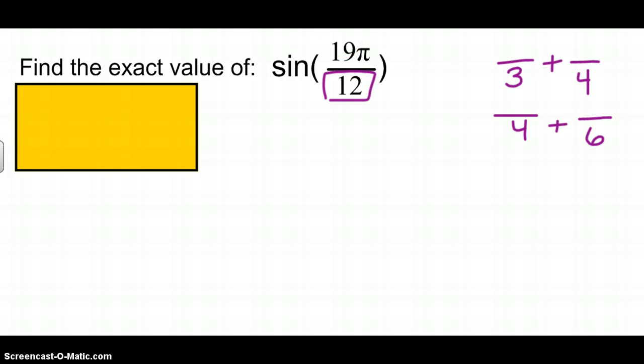So go ahead and think about that for a second. See if you can come up with one version of something over 3 plus something over 4, and one version of something over 4 plus something over 6 that's going to get you to 19 pi over 12. Go ahead and pause your video.